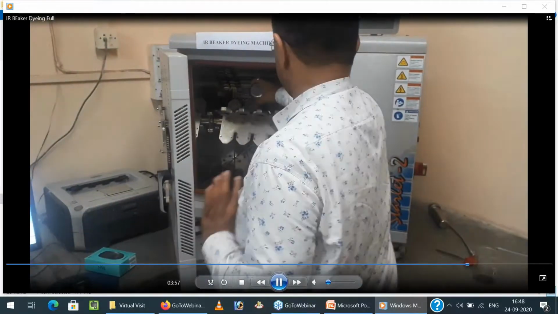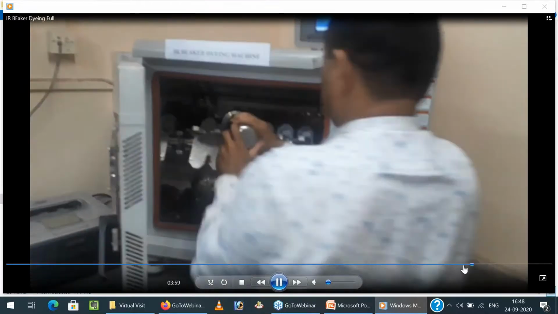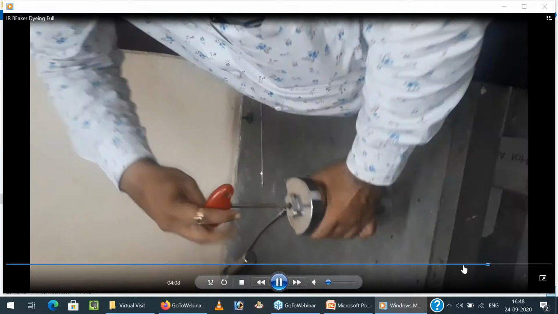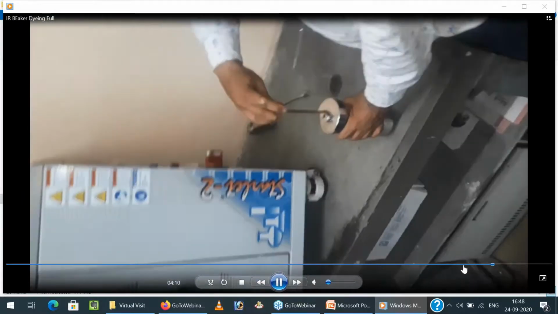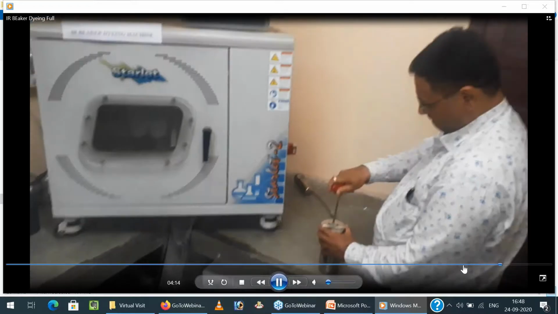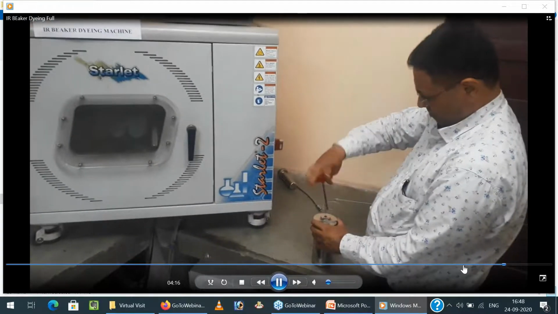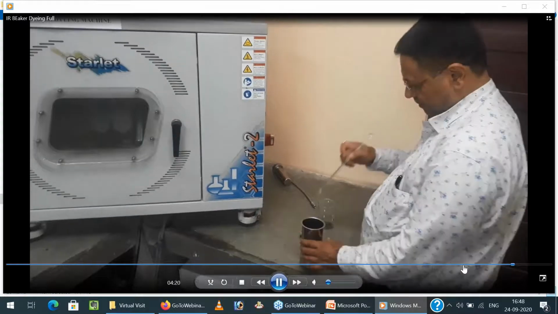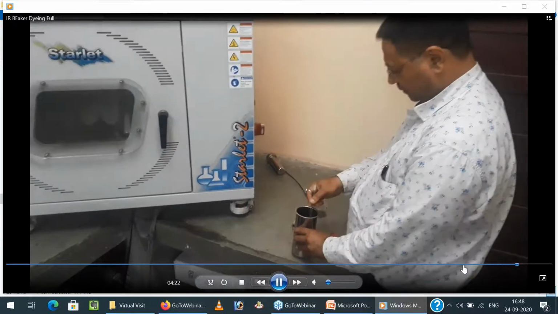Now he is opening the beaker. You have to be very careful. It is very hot, although some cooling time has been given. It is actually air cooling, by which it is cooled. There is no water for cooling actually. It is a waterless machine. So this is the dyed sample.